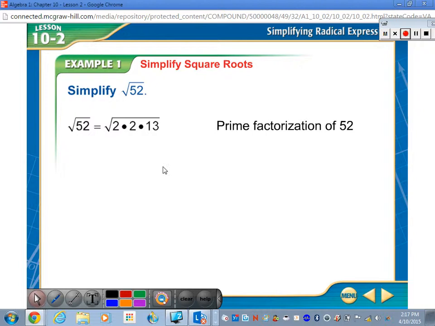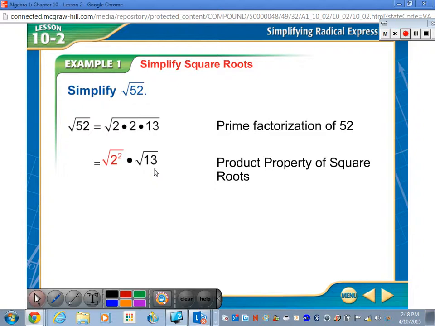Okay, so square root of 52 breaks down into 2 times 2 times 13. Well, what you notice is that 2 times 2 is 2 squared, or 4. 4 is a perfect square. Also, if you leave it this way, this square root cancels this 2. So when you do that, you end up with just 2. Now, once you take the square root, the radical comes off, so you don't keep doing it again. So now we have 2 times the square root of 13.